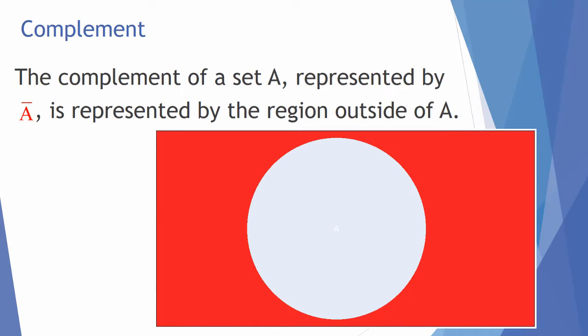And of course, the other operation that we can perform on sets is the complement. And the complement of A, represented again by the name of our set with a line above, is represented by the region completely outside of our set A. Remember, the complement contains all the elements in the universe, that's inside the rectangle, but outside of our set, or in this case, outside of our circle.